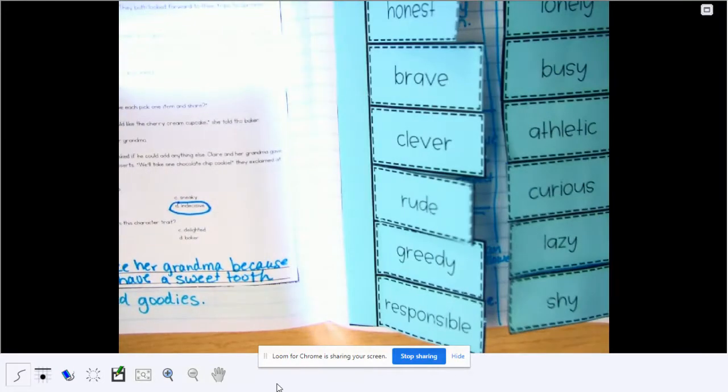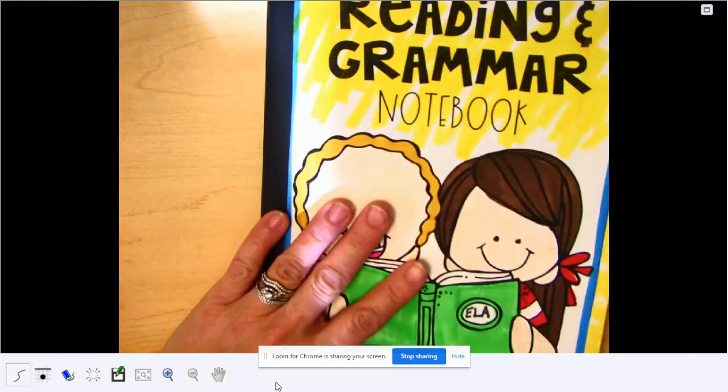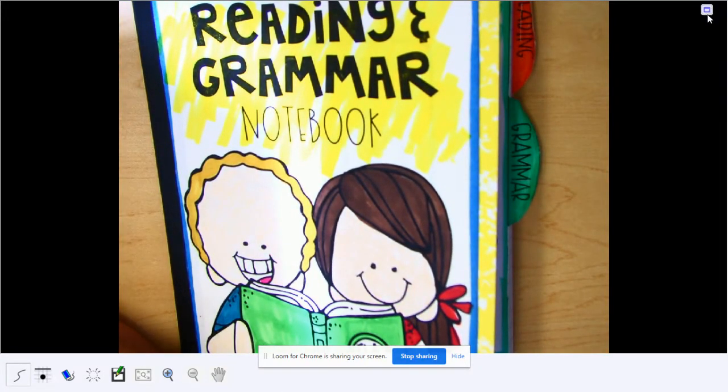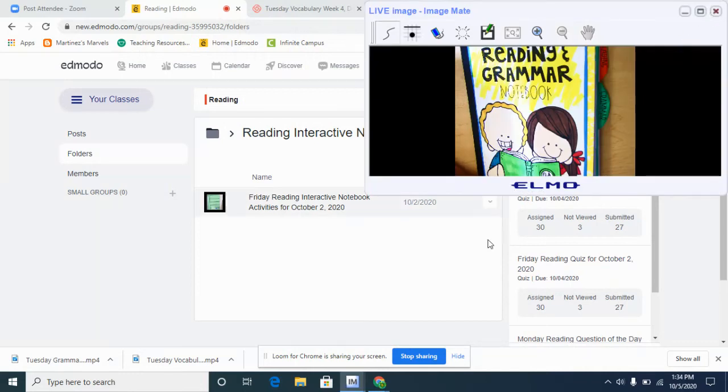All right, so those are the two things that you need to have done in your book. Make sure you have them finished so that when we go back to school, you won't have to play catch up to get all of that stuff put into your book.